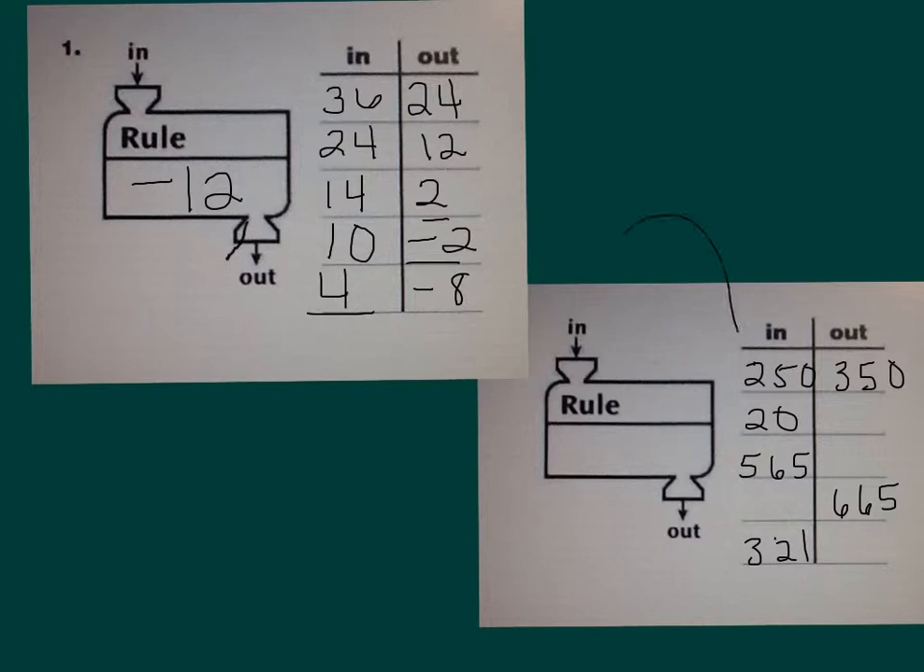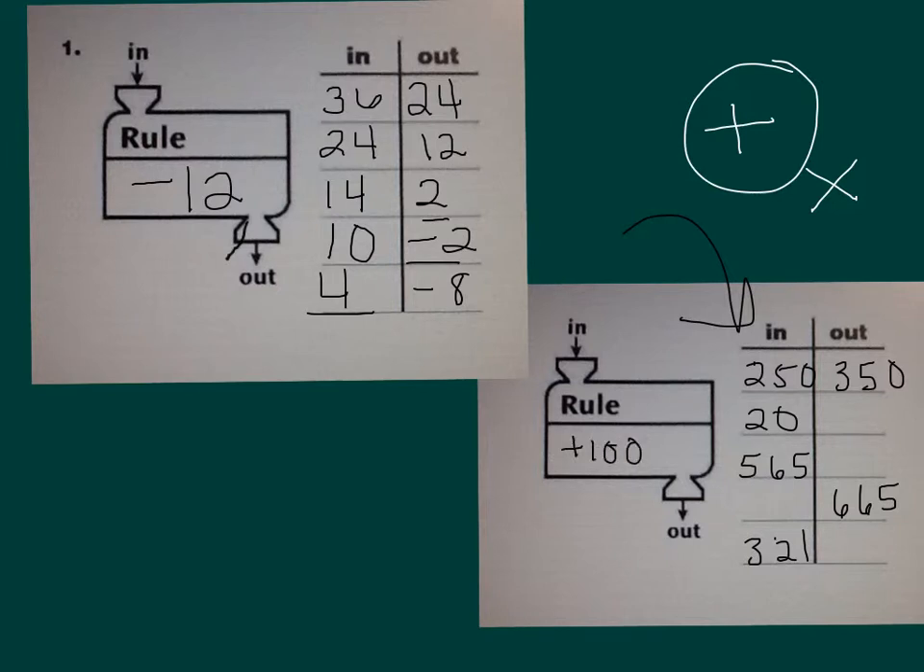Down here at the bottom now, I've showed you some of the ins and outs, but the rule is missing. Who can figure out what our rule is? Right, so we know when we're going from a smaller to a larger number, we're either adding or we're multiplying. Well, we can't multiply 250 to get 350, so we are adding. So our rule here is plus 100.